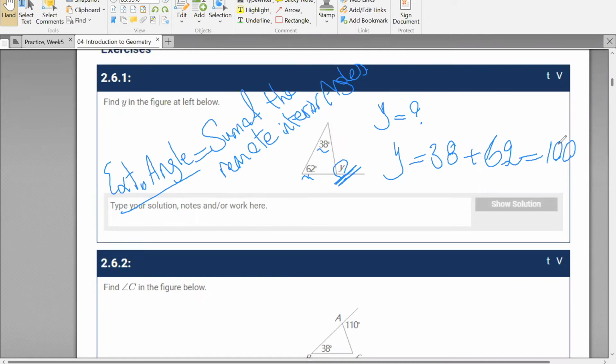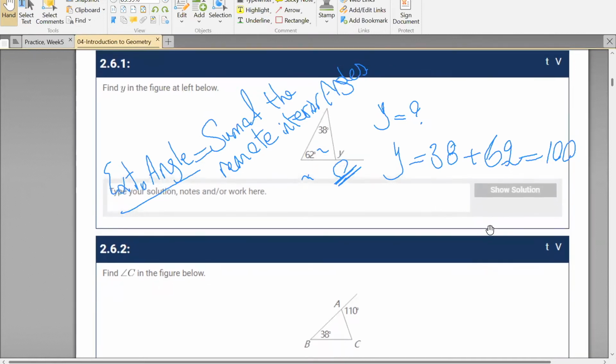Does anyone have any question on this? Please ask me. It's completely okay. I can explain it again. So in this section, I introduced the external angle to you, and the external angle is going to be equal to the sum of the remote, and here is important, interior angles. If you don't have any question, then how about the next question.